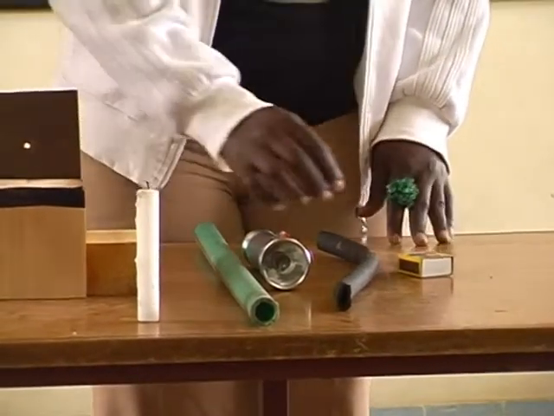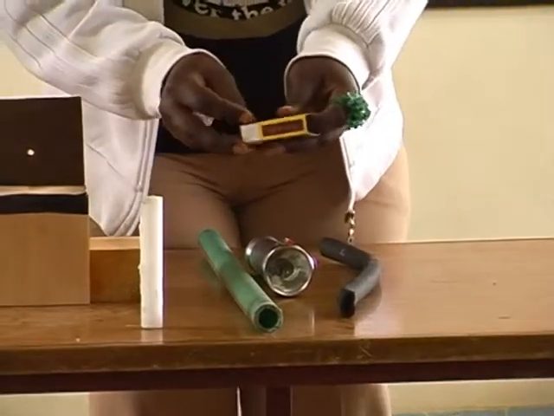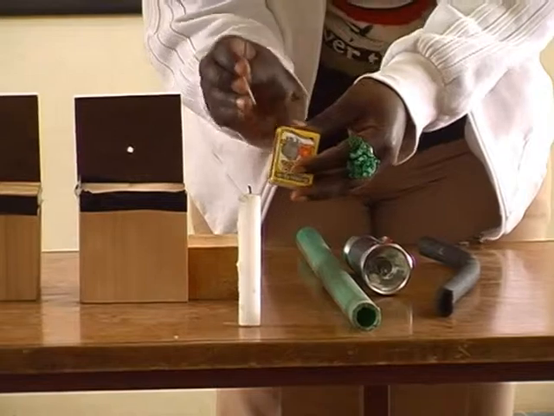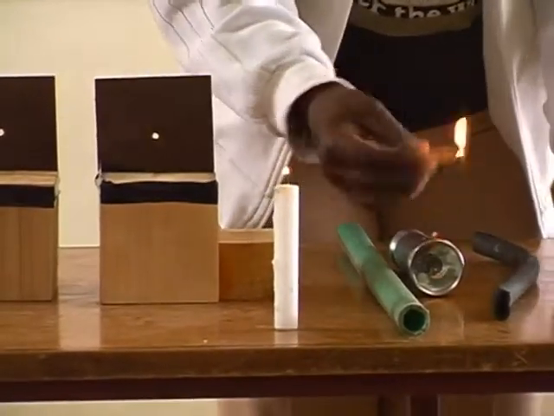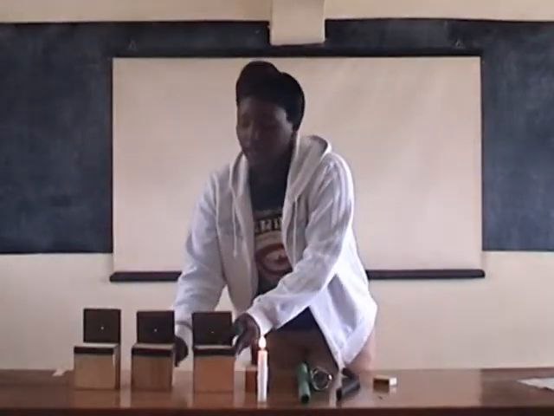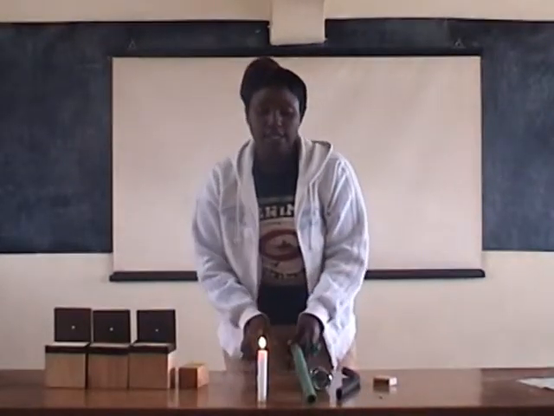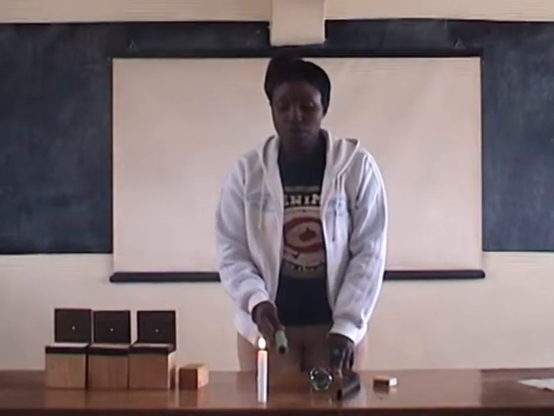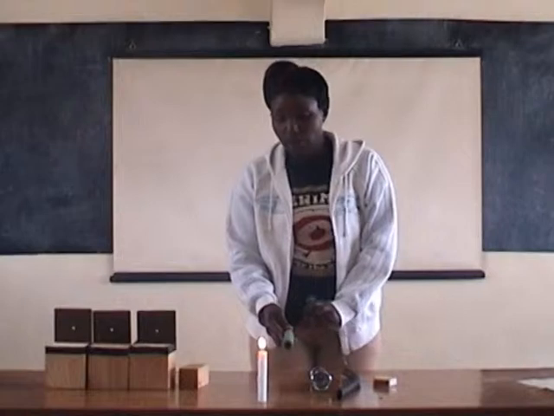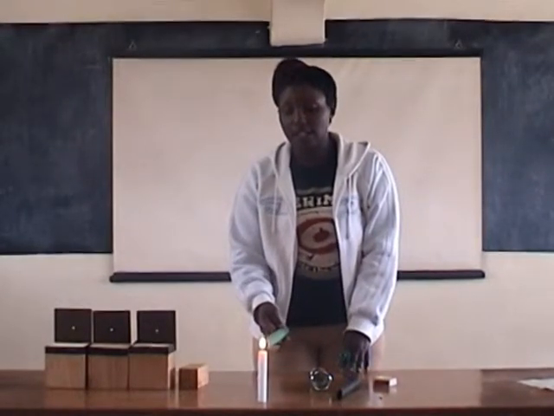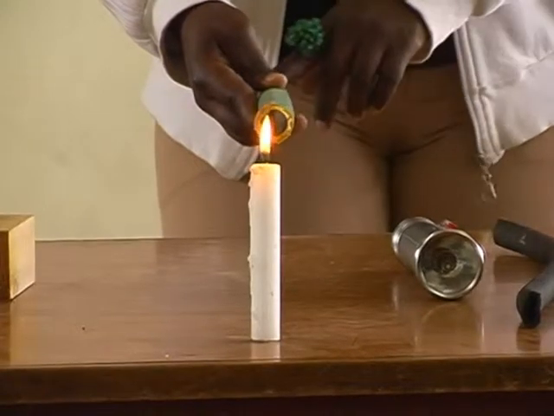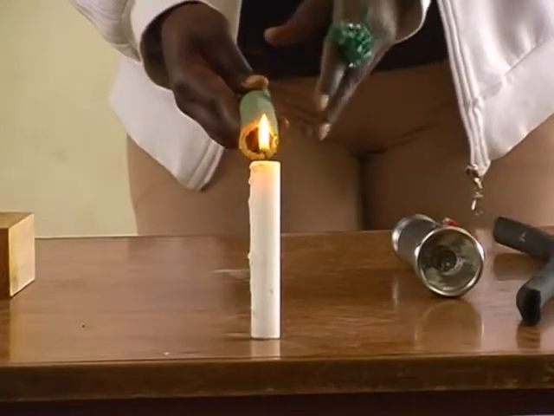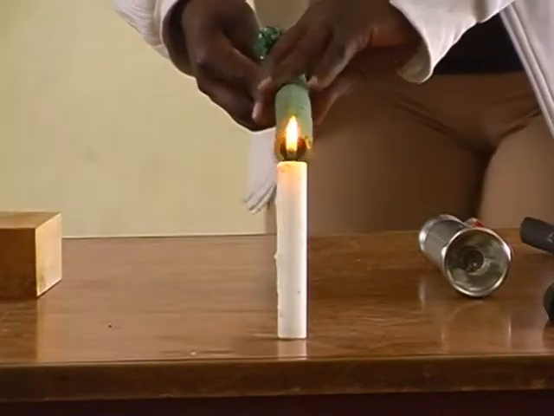Now, the first thing I'm going to do is light the candle using my matchstick. Okay, now that the candle is on and is the source of light, the first thing I'll do is use this straight pipe and look through it to see whether I can see the light from the other end, where the candle is. What do you think will happen when I look through the other end of this pipe? Let me do it and see.